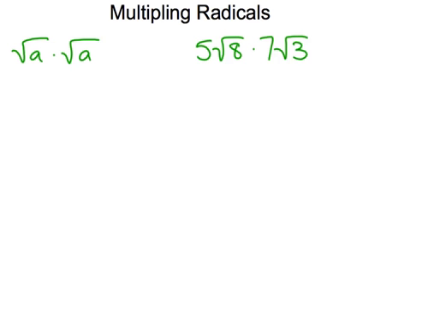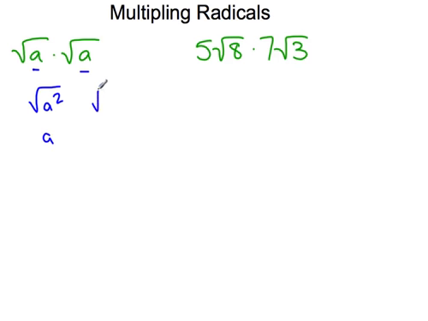Multiplying radicals. If you're going to multiply radicals, there's a couple different ways to do it. You can try to take care of these things separately, or you can just multiply the insides and the outsides of each of these. So for instance, since there's only ones on the outside, I'll leave that alone. This would be the square root of a squared, which just becomes a.